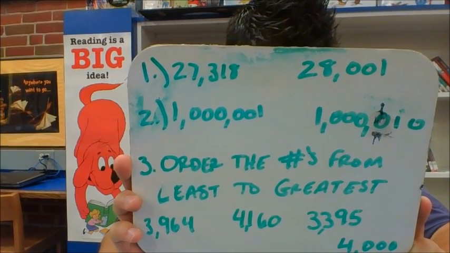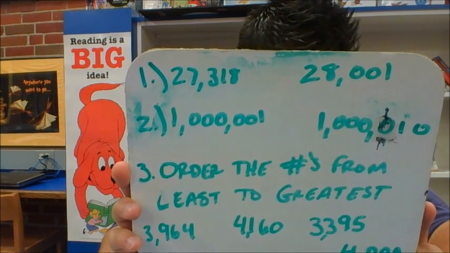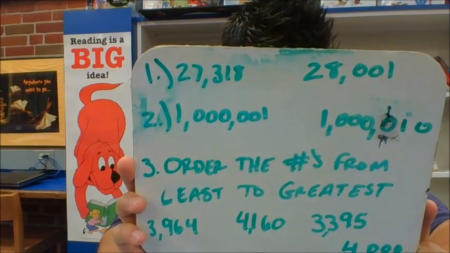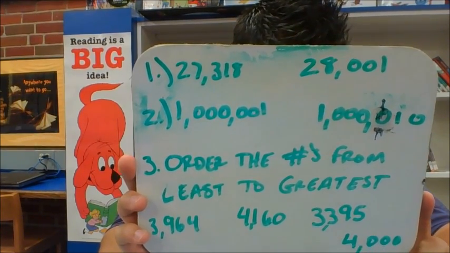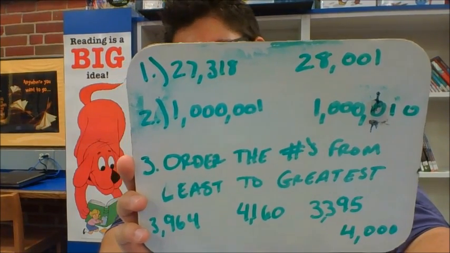So draw your inequality arrows in there. And for number three, I want you to order the numbers from least to greatest. So you're going to be ordering 3,964, 4,160, 3,395, and 4,000. So go ahead and pause the video here, and I'll give you the answers.